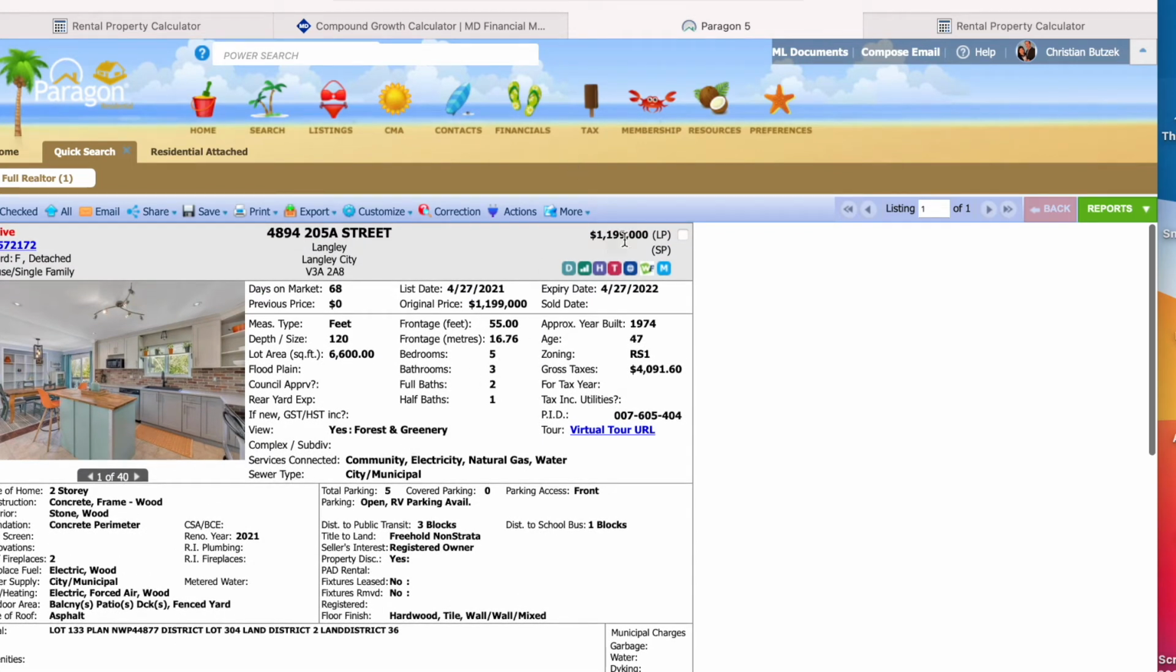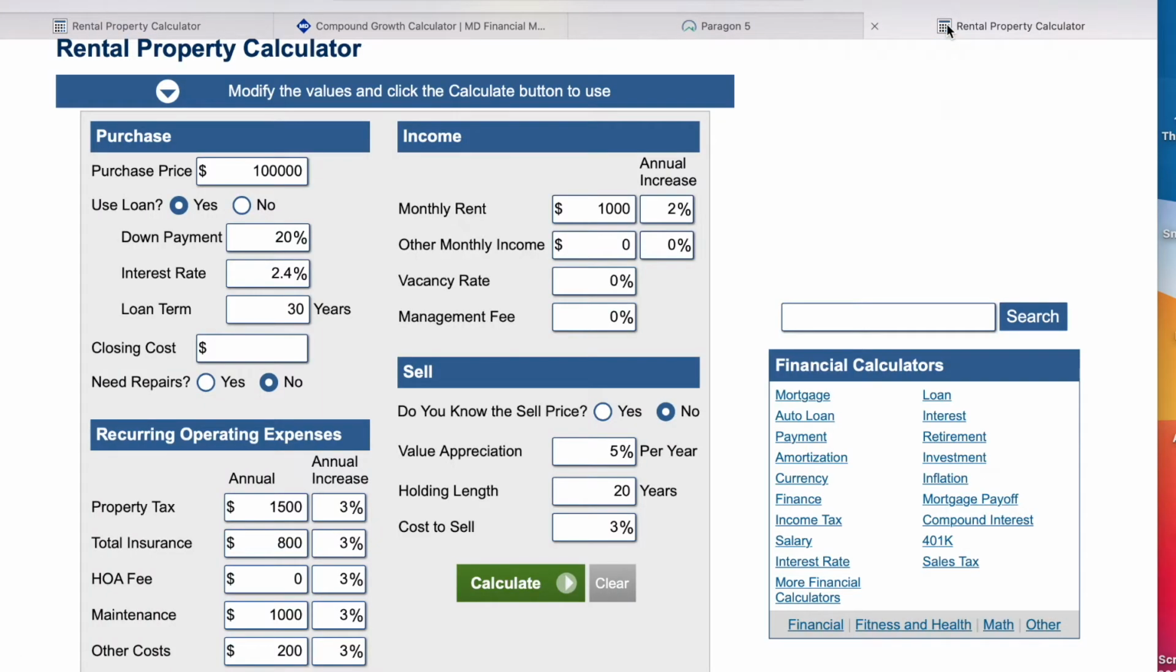So they're asking 1.199. What we're going to do is change that to 1.2 for easy math. Okay, so we've got 1.2 million. Do we need a loan? Yes, it's going to be 20%. So that's going to be about $240,000 that has to come from your pocket on this property. And then we have about a 30-year loan at about a 2.4% interest rate.